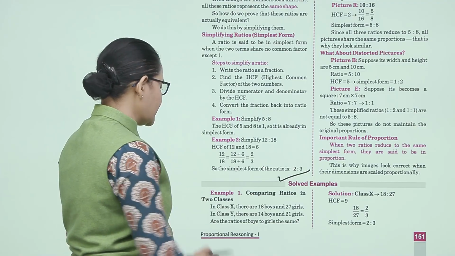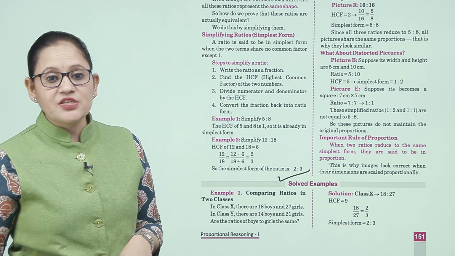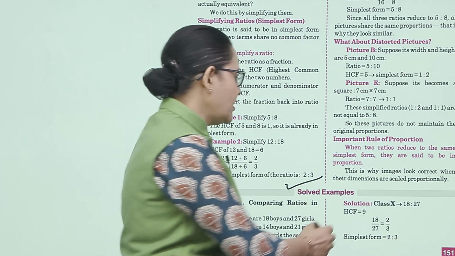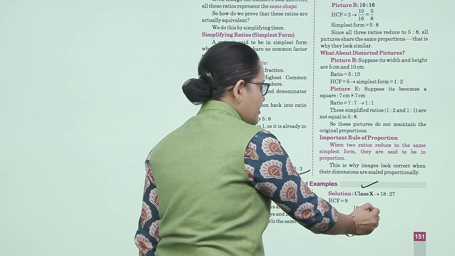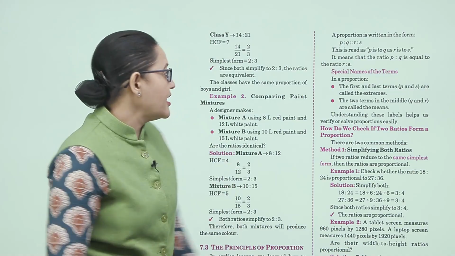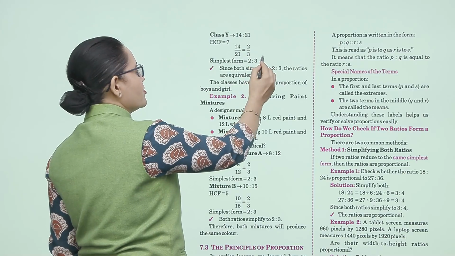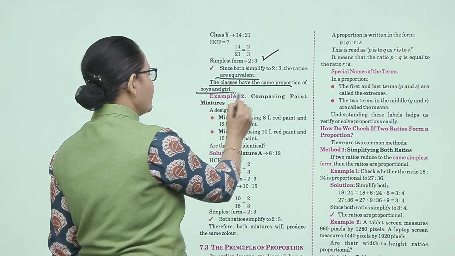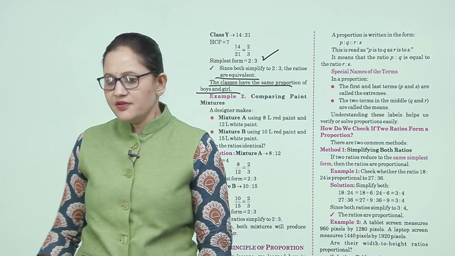Comparing the ratio in two classes. In class X, there are 18 boys and 27 girls, and in class Y, there are 14 boys and 21 girls. Is the ratio of boys and girls the same? In class X, the ratio is 18:27. We change it to the simplest form, 2:3. In class Y, the ratio is 14:21. If we change it to simplest form, that is also 2:3. So, both ratios are equivalent. The classes have the same proportion of boys and girls. Clear? So, you have to practice all the questions given here.